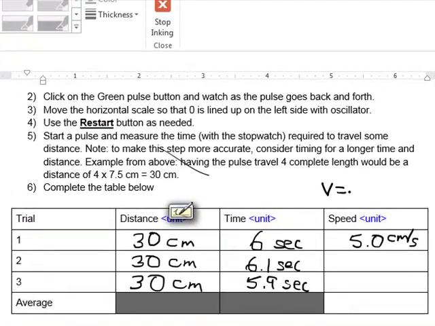Remember that our velocity is equal to our distance divided by time. So 30 divided by 6 is 5 centimeters per second. Let me do this next one. 30 divided by 6.1 seconds, I get 4.9 centimeters per second. And this last one, 30 divided by 5.9 seconds, I get 5.1 centimeters per second.